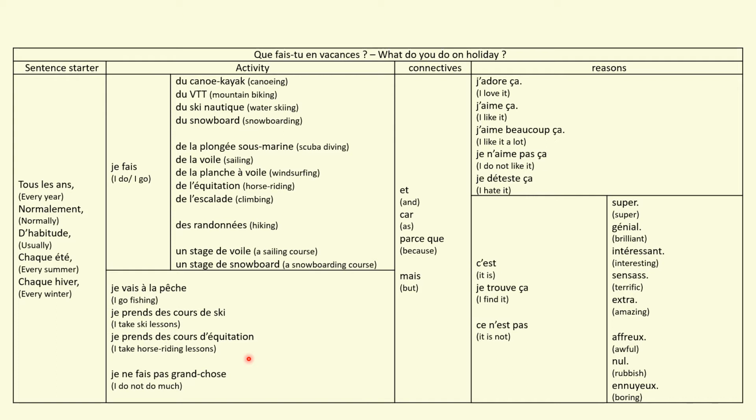Excellent. Well done for saying all those words out loud. It's going to be really important so that you can practice your pronunciation. So like I said, at the end, you've got reasons why. J'adore ça, j'aime beaucoup ça, je n'aime pas ça, je déteste ça, c'est super, c'est génial, c'est intéressant, or, je trouve ça sensass, je trouve ça extra, ce n'est pas affreux, ce n'est pas nul, ce n'est pas ennuyeux. You can combine them: ce n'est pas super, je trouve ça affreux, c'est ennuyeux.